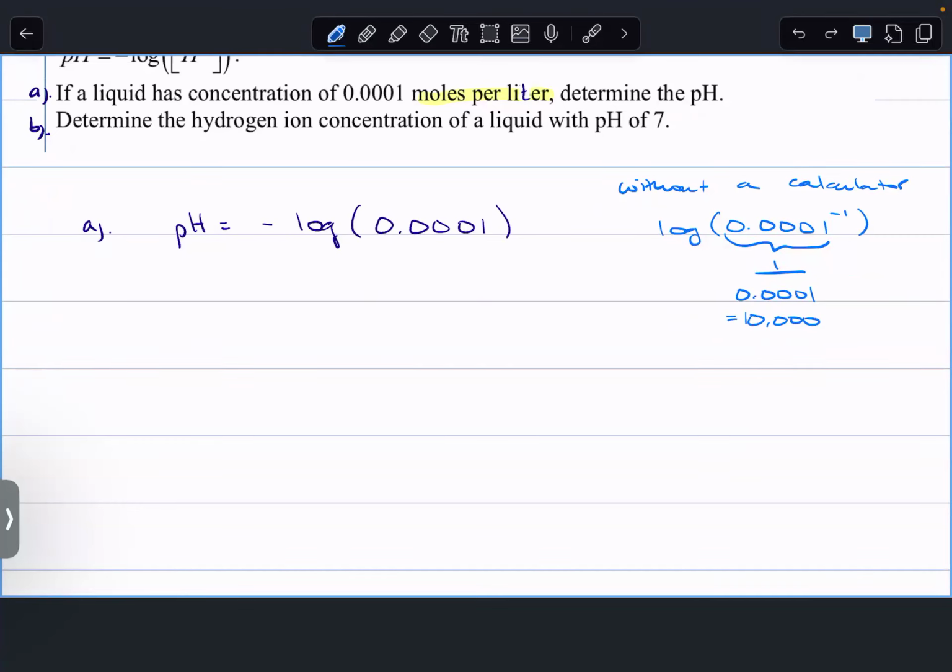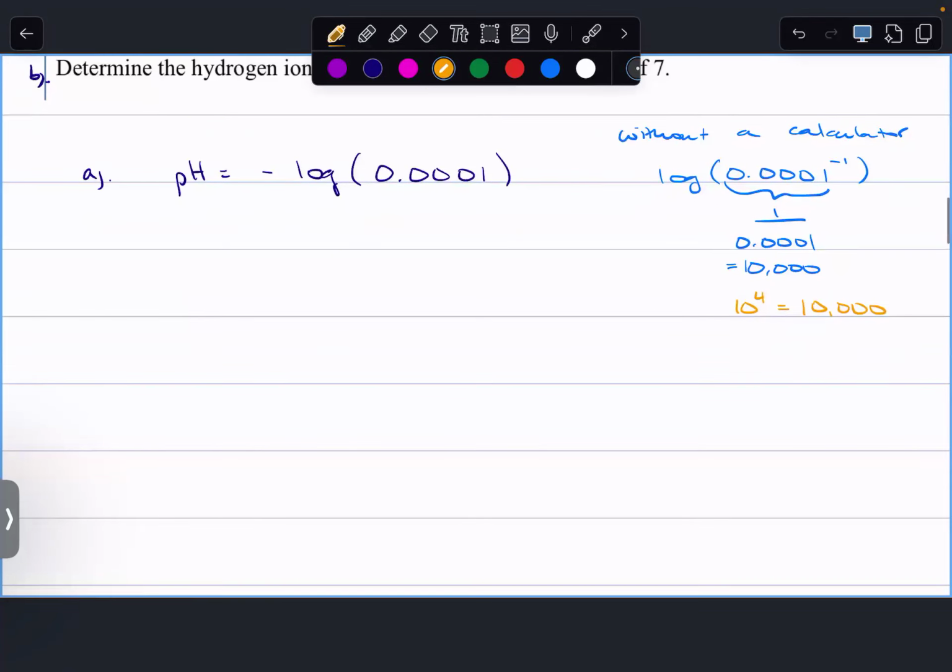So 10 to the power of something equals 10,000. Last day we said 10 to the power of 2 is 100, and 10 to the power of 3 is 1,000. So I'm going to go for 10 to the power of 4 and see what happens. 10 to the power of 4 equals 10,000. We suspect pH is equal to 4 then. Just checking your work, but also getting warmed up with these logs and remembering the rules from last day.